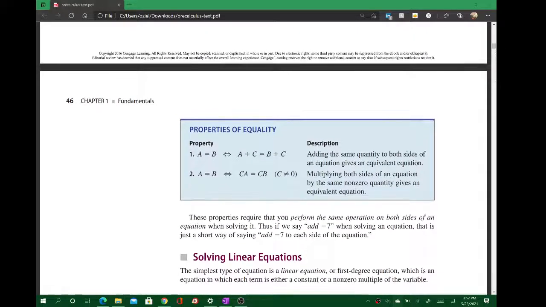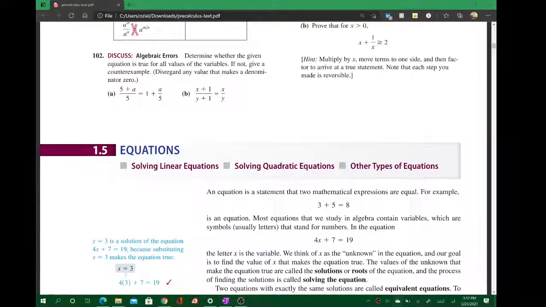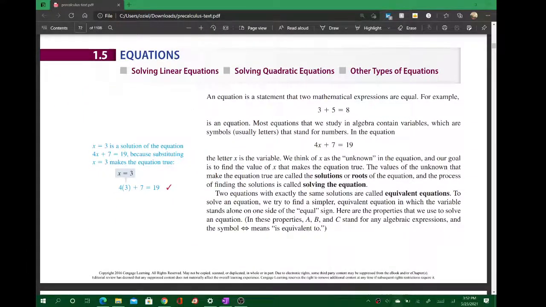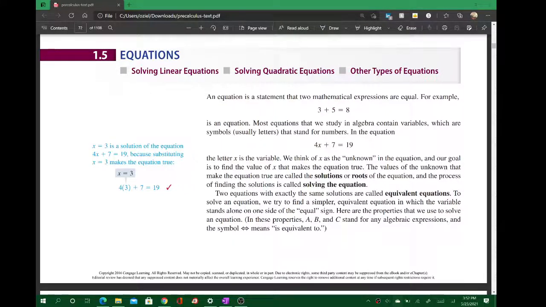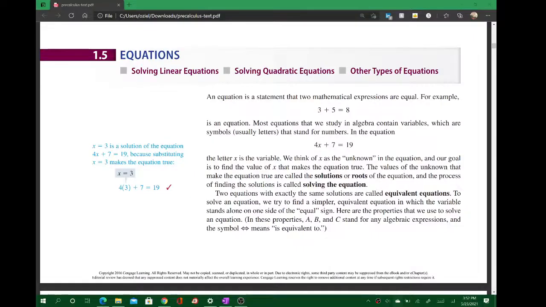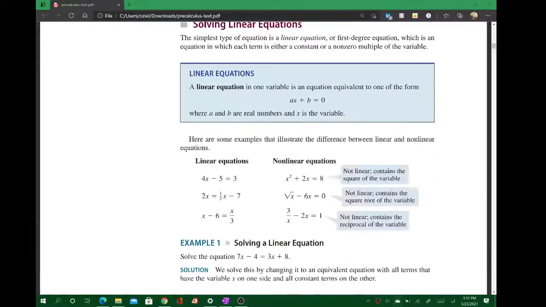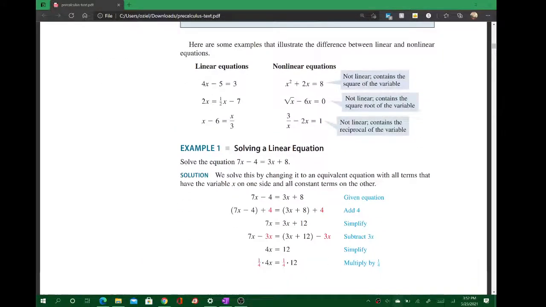But anyways, this is section 1.5, and it is about equations, for precalculus. There are three kinds of equations that we're going to do. Obviously this last part says other types of equations. Maybe there'll be other types of equations, like with rationals and square roots and all that stuff.